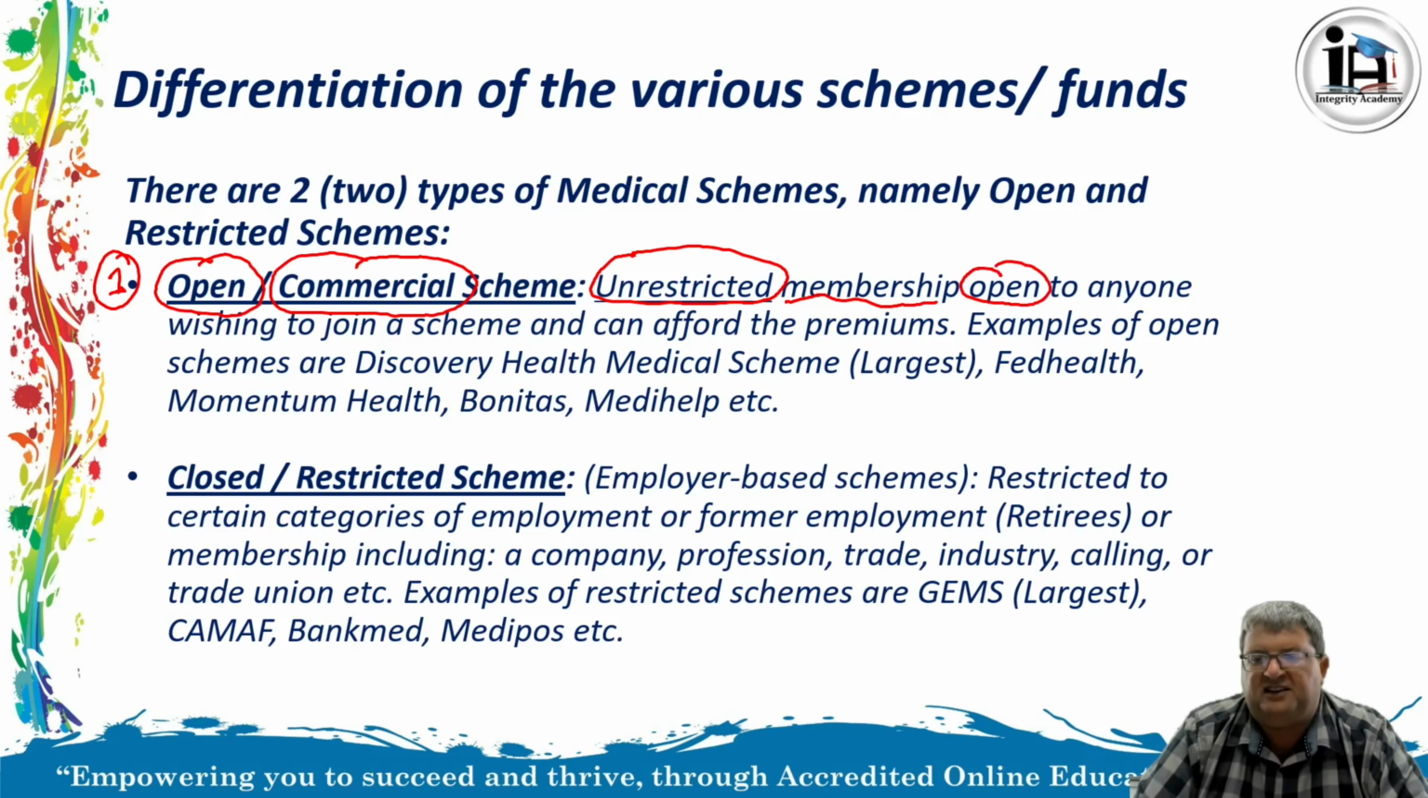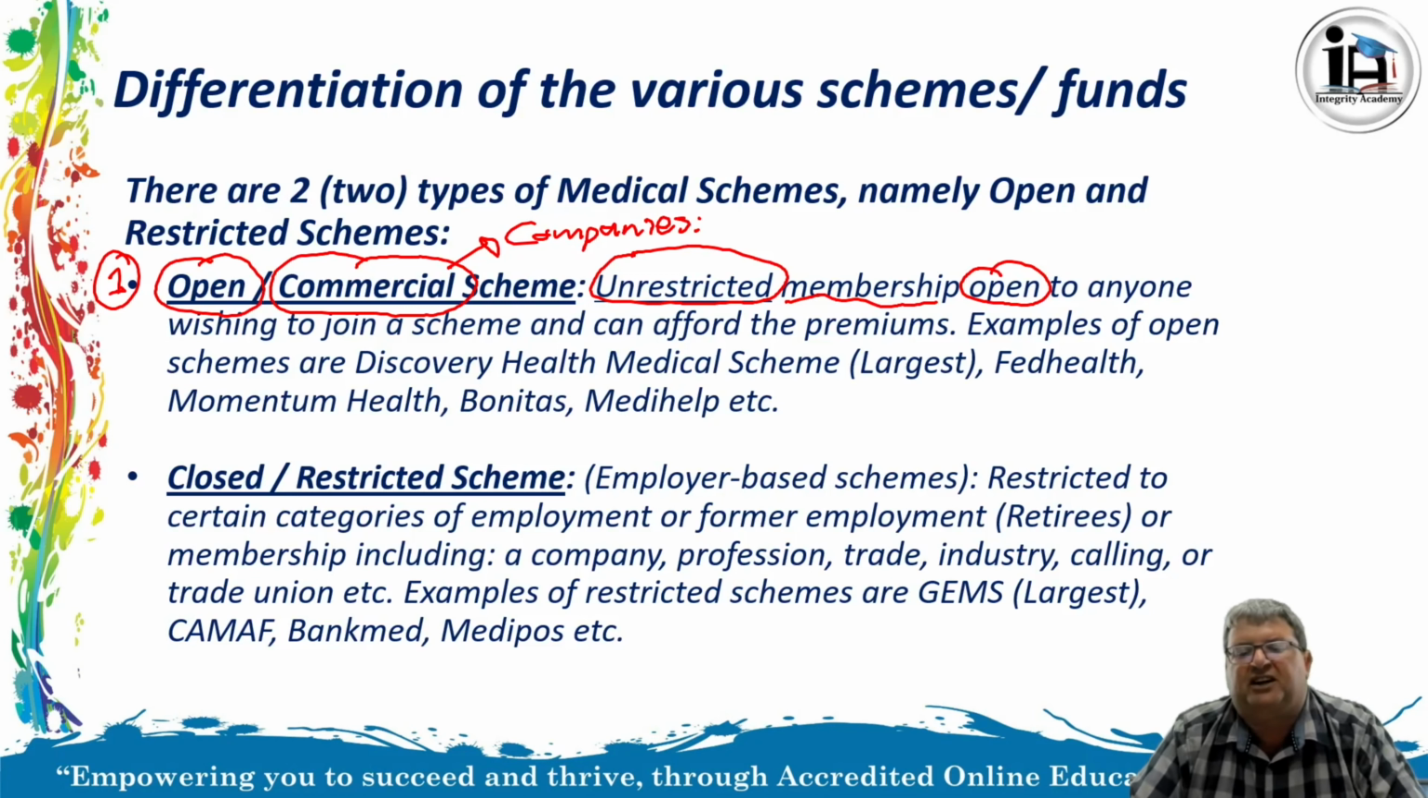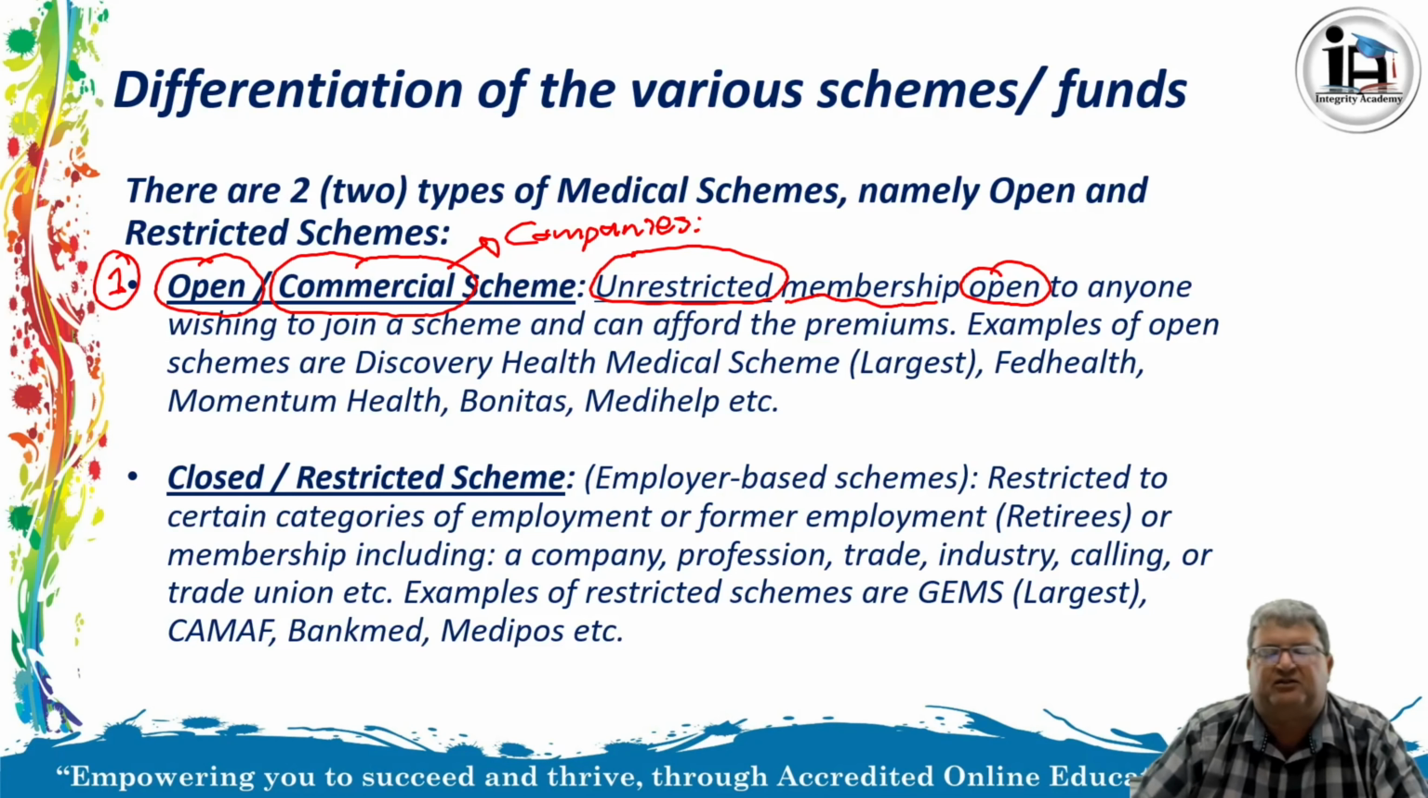Open, unrestricted to anyone wishing to join a scheme and who can afford the premiums. Examples of open schemes are Discovery Health Medical Scheme, which is the largest, Fedhealth, Momentum Health, Bonitas, Medihelp, etc. They are all open, unrestricted, commercial. Commercial is because a lot of companies also make use of them. Companies will tell their staff, if you want to, you can join our scheme. If you don't want to, you don't have to.